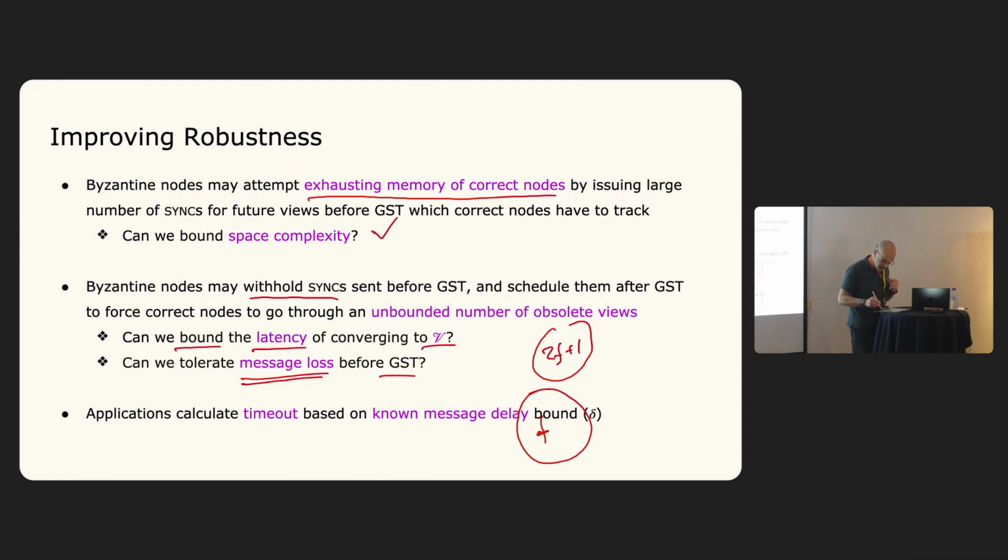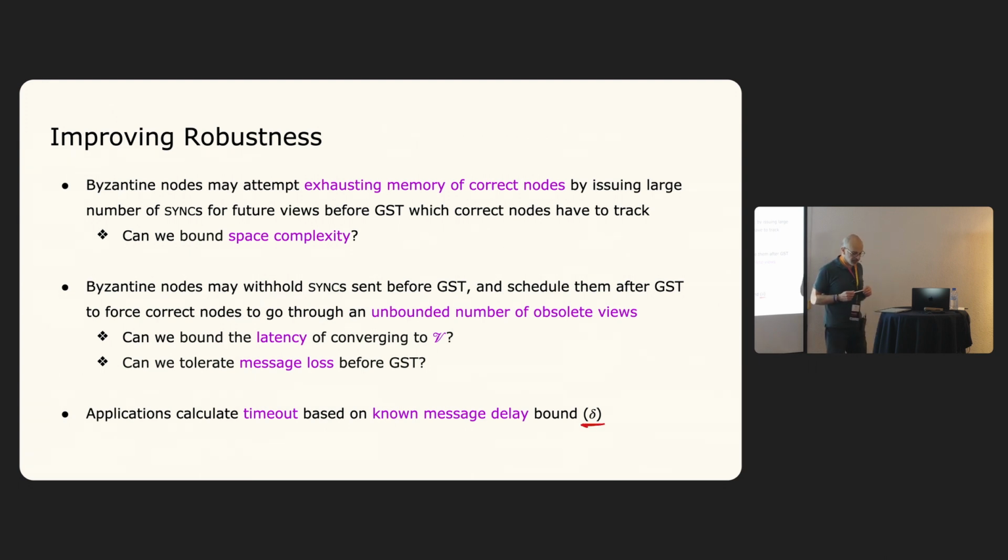One last thing that we also want to have is to remove this dependency on the known message delay, delta. You remember that with the previous synchronizers, in order to use them, the application needs to plug in the message delay to calculate the timeout. So the question is if we can do without that. That would also be nice.